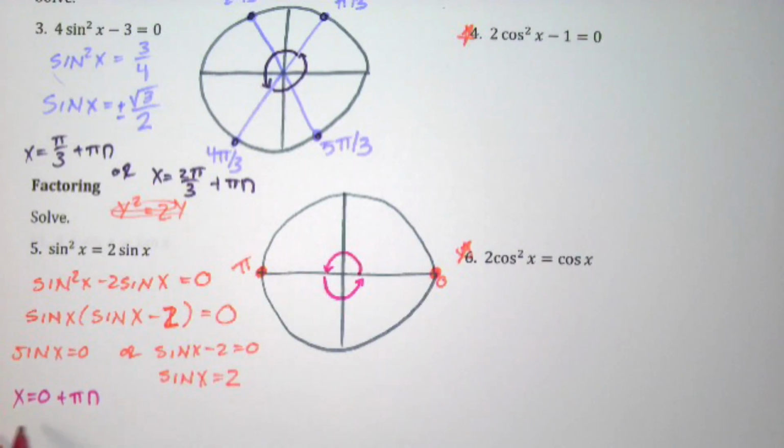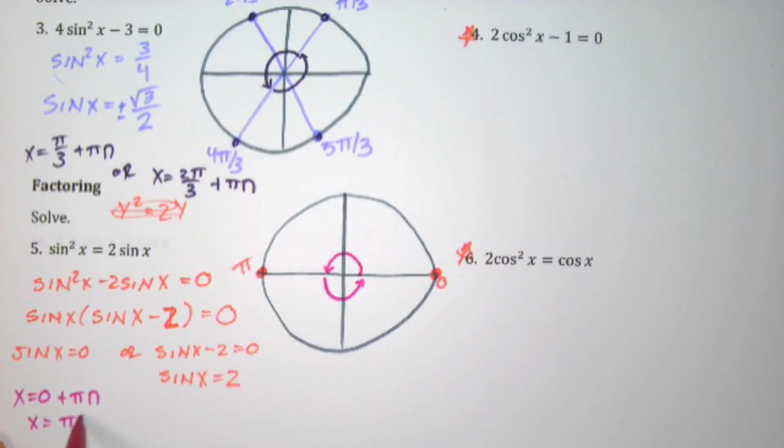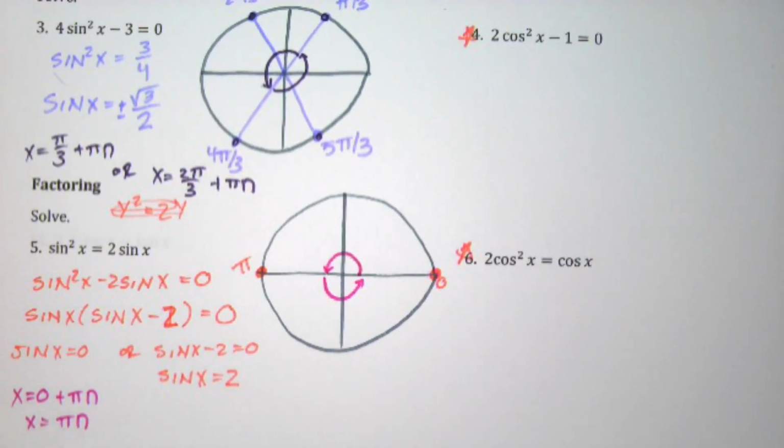Well, 0 plus pi n, that's just pi n. So one answer to this equation is any multiple of pi, any integer multiple of it, so positive 3, negative 20 of pi will make this statement true. So that handles sine of x equaling 0.